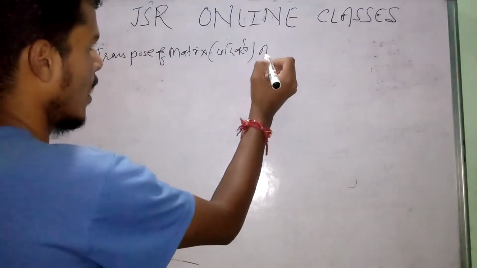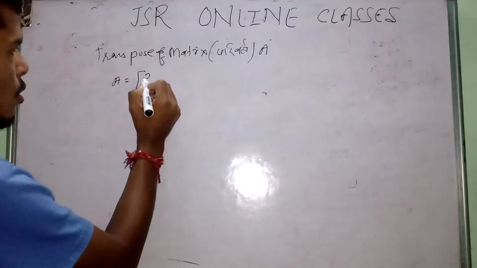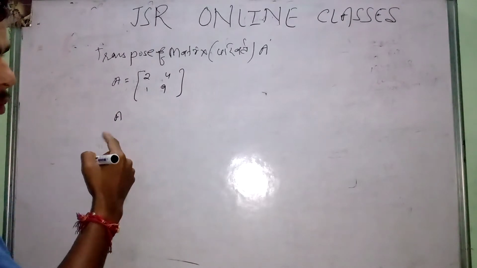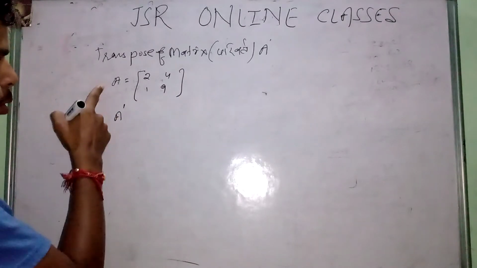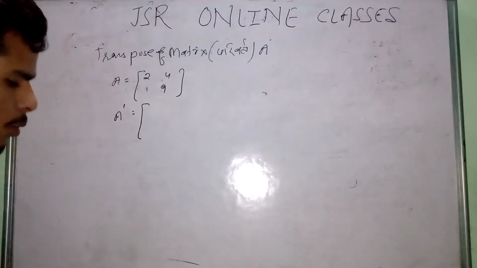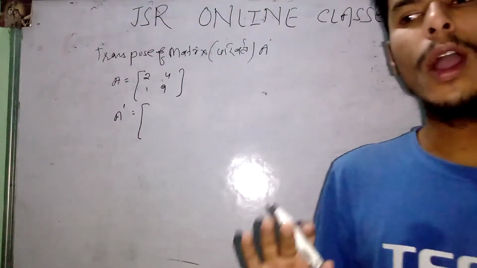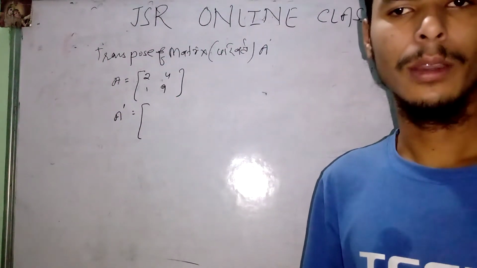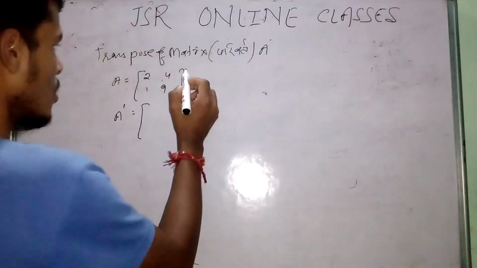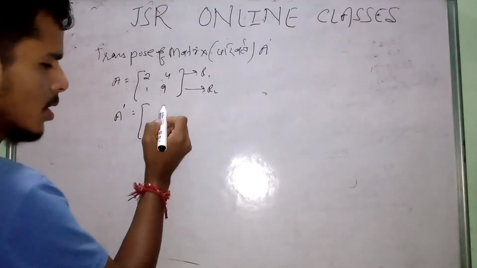This is denoted by A dash. Suppose we have given a matrix 2, 4, 1, 9 and we have to find its transpose. Transpose we will denote by A dash. Suppose it is B, so this would be B dash. What is the transpose of a matrix? We just convert row and column into each other. Means we exchange the row and column with each other. This is row 1 and this is row 2 and this is column 1.